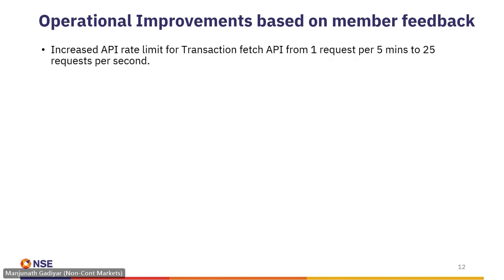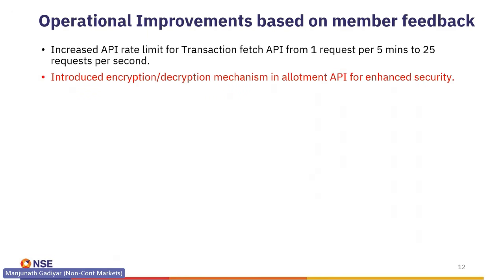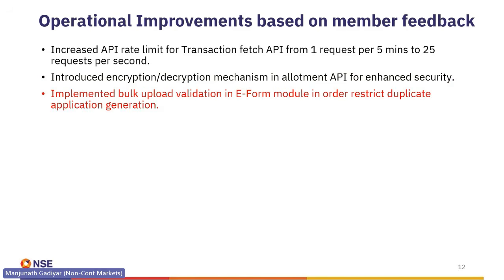Now, definitely, I'm sure over the period we have been implementing operational enhancements based on members' feedback for greater efficiency. If you can please brief on them. Yeah. So some of the key improvements that we have done based on member feedback is increase in API limit for transaction fetch. It has been increased from one request in 5 minutes to 25 requests per second. Then the introduction of an encryption decryption mechanism in allotment API for enhanced security has been released in the system.